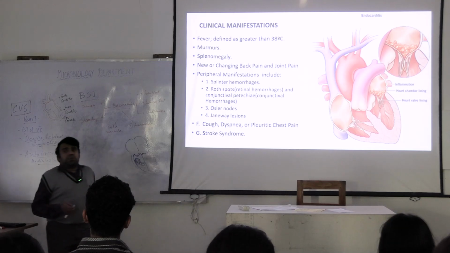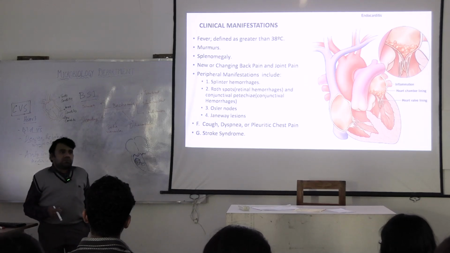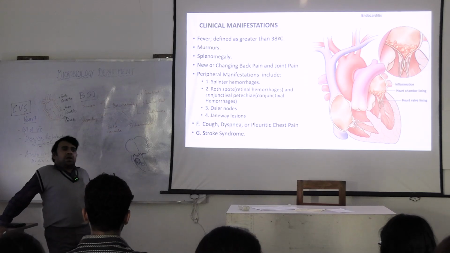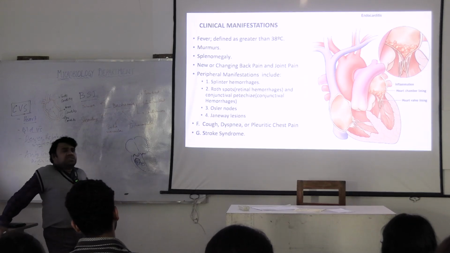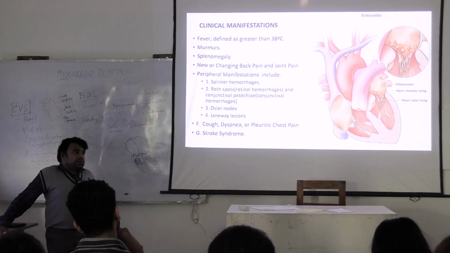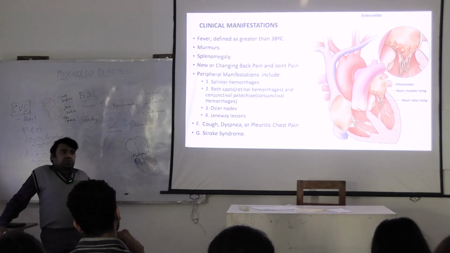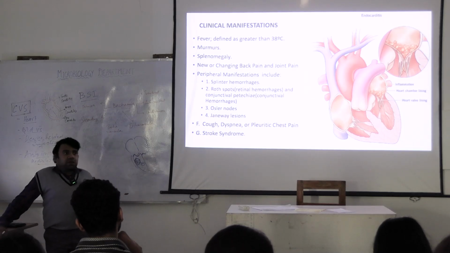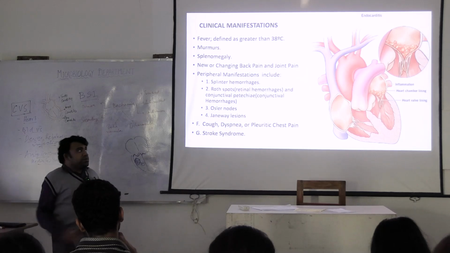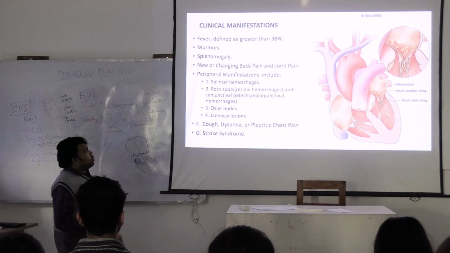Next is murmurs. Why murmurs? Obviously, if the valves are affected, abnormal heart sounds can be heard. Next is splenomegaly. এটা বলতে পারবে কেন হয় স্প্লিনোমেগালি? Hyperactivity of the spleen. The spleen removes both the red blood cells and white blood cells. So if there is an infection in the bloodstream itself, the blood will flow rapidly and the spleen will show hyperactivity. The hyperactivity of the spleen may lead to what we call splenomegaly.